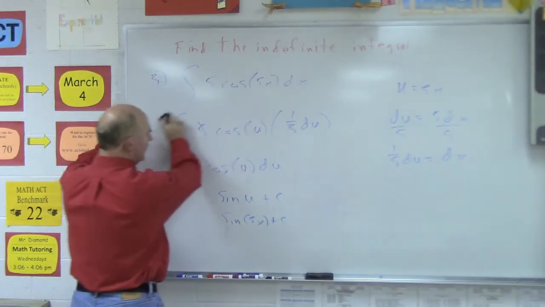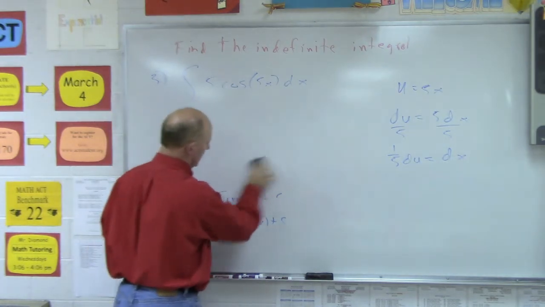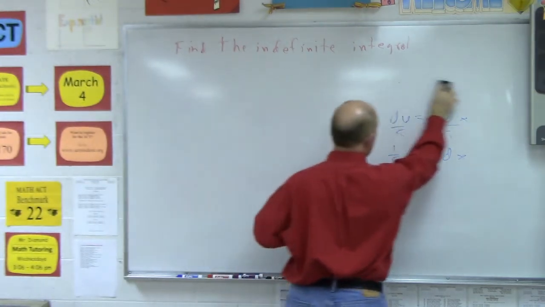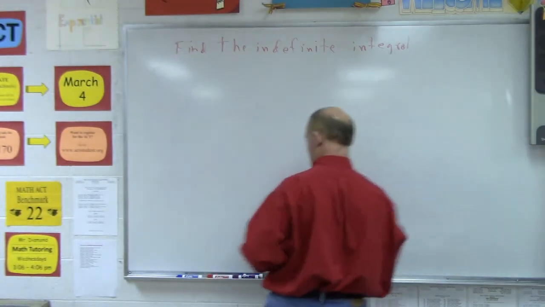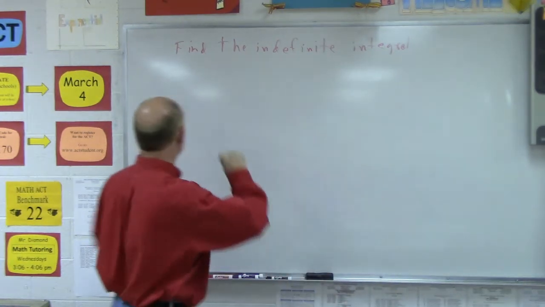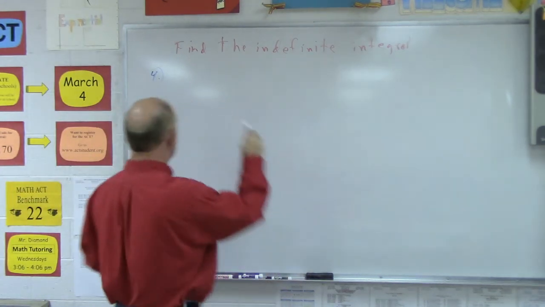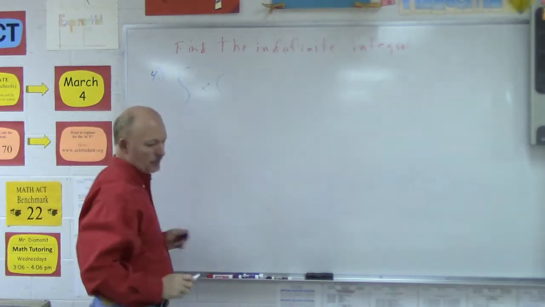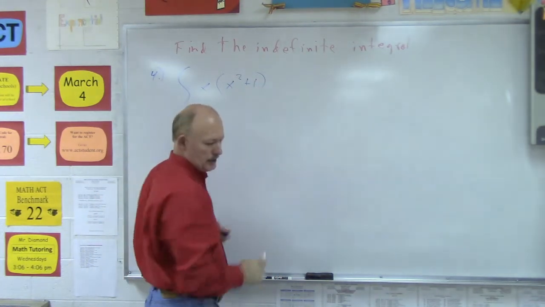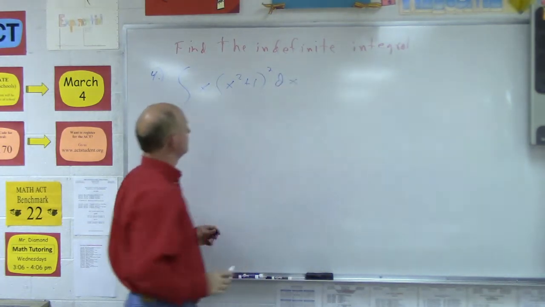Let's try another example. We're just going to run through a bunch of these pretty quickly, so follow me with the u substitution as we set these up. Problem number 4: once again, we're going to find the indefinite integral. Let's integrate x times the quantity x squared plus 1, to the second power, dx.